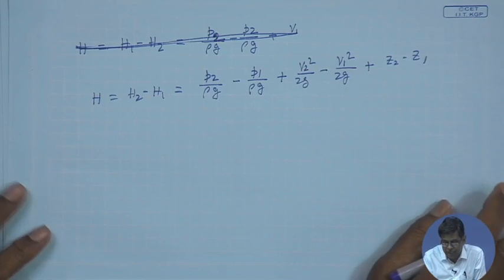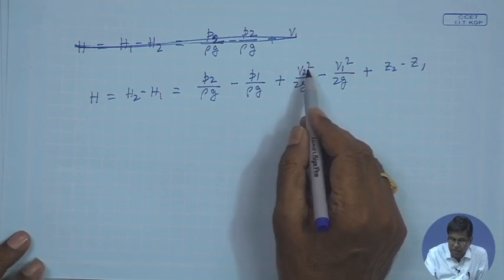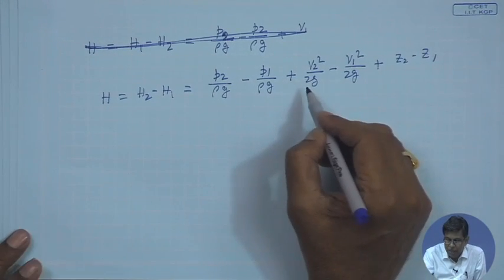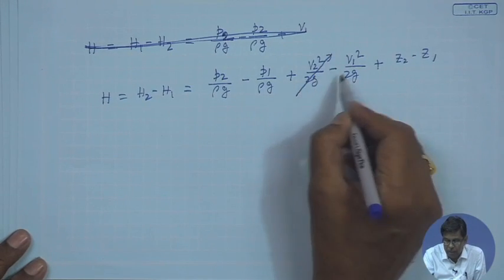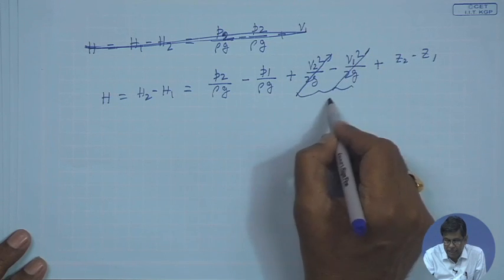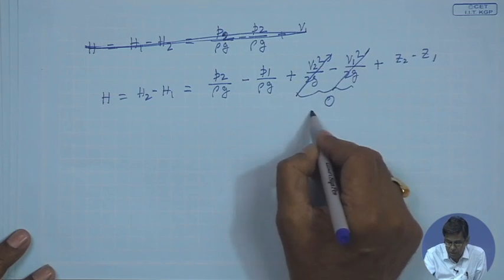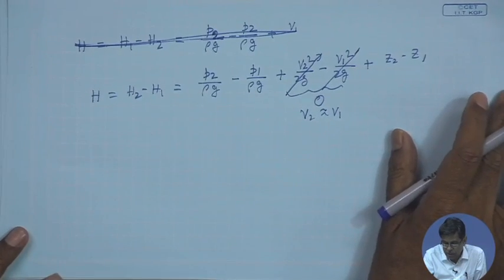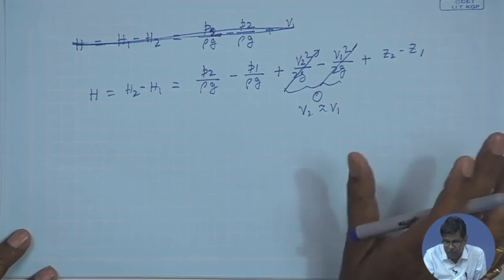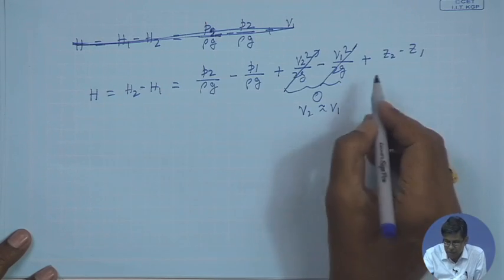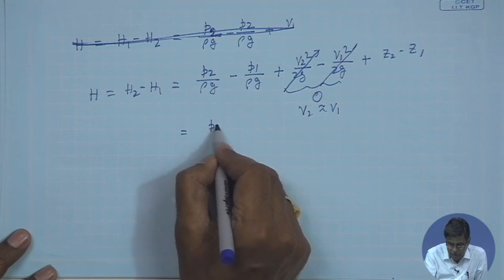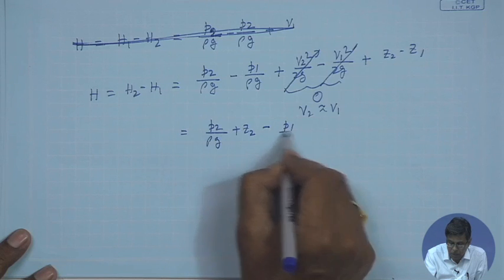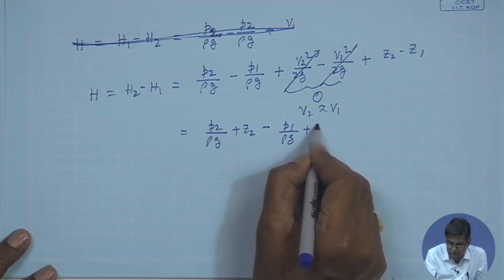Now, in most of the cases, the diameter of the suction pipe or the inlet pipe and the delivery pipe is the same, and for the same volumetric flow rate, V2 and V1 cancel. This is 0 because V1 equals V2. But it is not always true. It may not be so if the diameters of the inlet and delivery pipe are different. So, in that case, this becomes P2 by rho g plus Z2 minus P1 by rho g plus Z1.